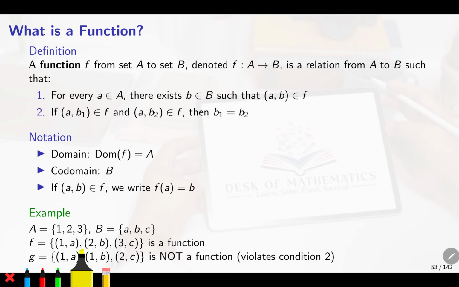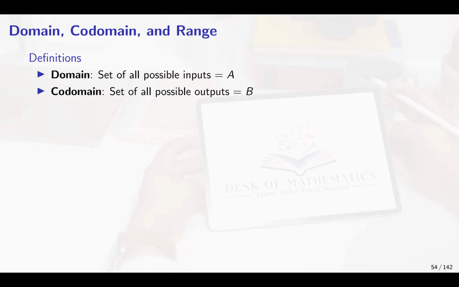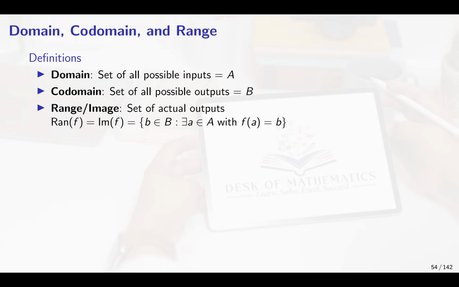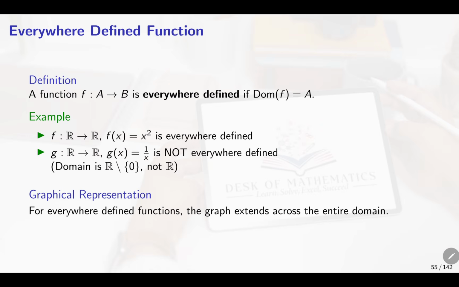For example, here this is not a function because one element of A is related to two elements of B, so this is not a function. Domain is the set of all possible inputs, A. Codomain is our possible outputs, B. Range means the images, the set of images. We have already discussed it in the video. So this is everywhere defined: if f is defined on the whole A and the domain is the whole A, then we say it is everywhere defined.